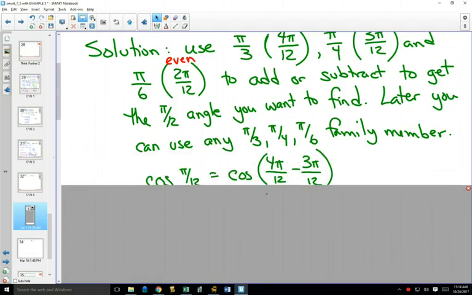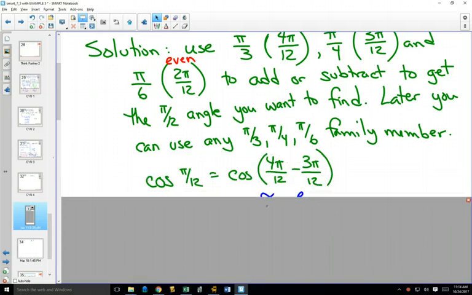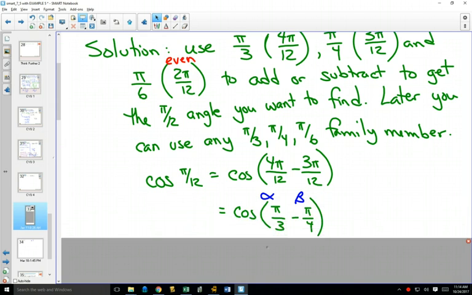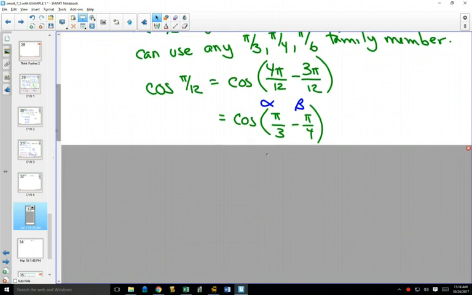So what does this exactly look like? Okay, here's cos of pi over 12. If we choose the first one, we could say that cos of pi over 12 is equal to cos of 4 pi over 12 minus 3 pi over 12. Now if I simplify those, that's pi over 3 minus pi over 4. And I can make my pi over 3 my alpha and my pi over 4 my beta. I can then say, well, here I have cos alpha minus beta.